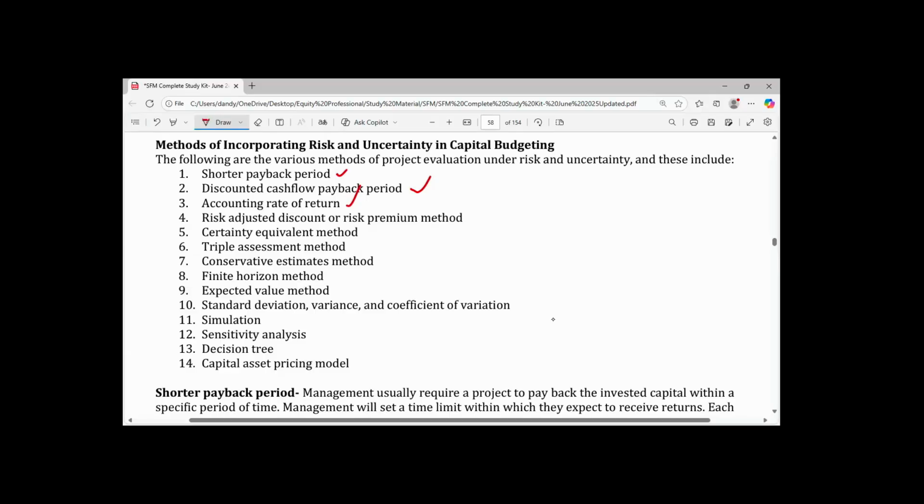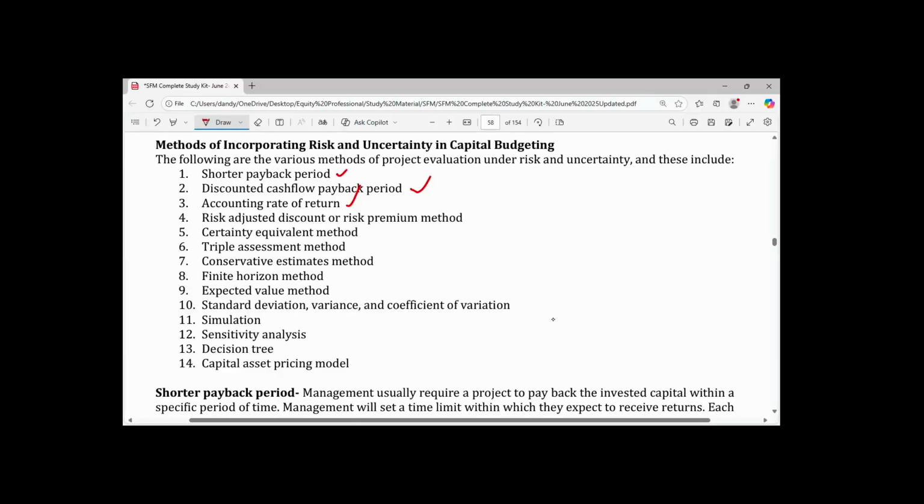We should consider it. Under the discounted cash flow payback period, of course, you are supposed to discount the cash flow instead of using the normal cash flow. So you discount it to the present value equivalent before you calculate the payback period. That notwithstanding, you still need to benchmark with the management targeted payback before you can know whether the project should be considered. All right, so you know all of this up to accounting rate of return.